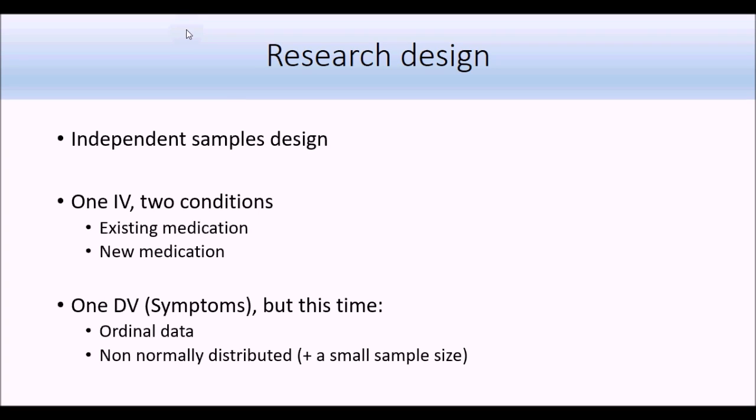Additionally, we've got a combination of both non-normally distributed data plus a small sample size. And it's this combination which is especially problematic for parametric tests. If you've got a large sample size, then you really don't need to worry too much about non-normal distributions. But quite often we are dealing with fairly small sample sizes. So this time we'll use a Mann-Whitney U test for this data.